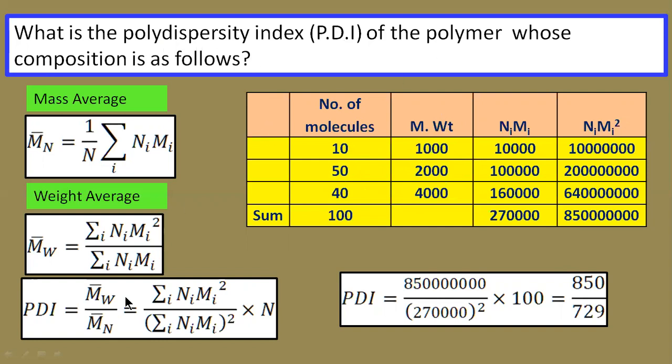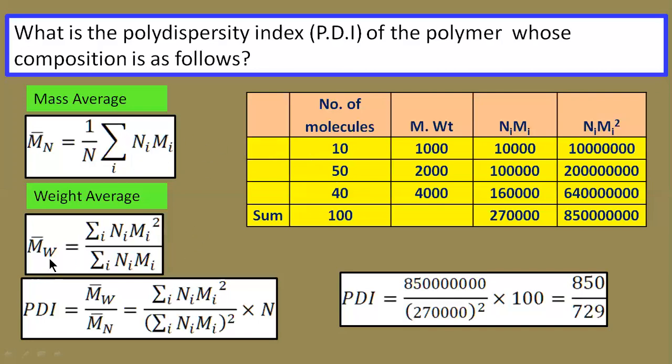Now, in order to determine that, this is the formula for polydispersity index, Mw by Mn. Okay, now what is Mw? What is Mn? So Mn is nothing but your number average, and Mw is your weight average. Just see the formula. For the number average, the formula is 1 by N, and you put the summation. Suppose you have 10 molecules of 1000 plus 50 molecules of 2000. This way you need to multiply and add them.